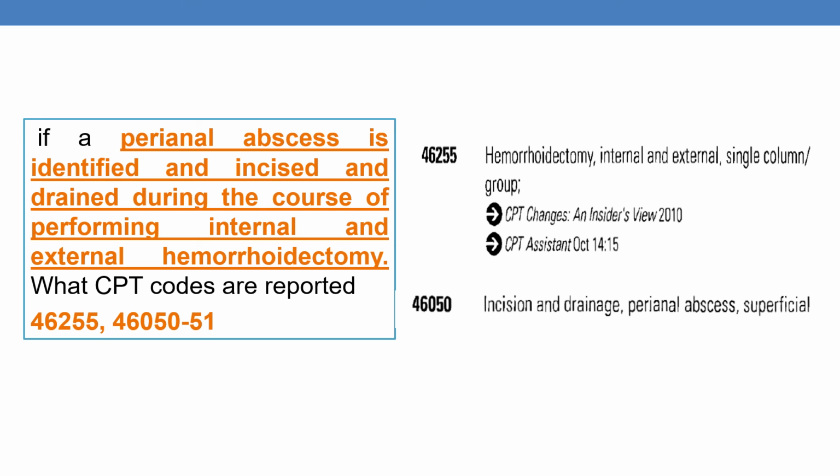Let us see one more question. If a perianal abscess is identified and incised and drained during the course of performing internal and external hemorrhoidectomy. Here the physician is initially performing internal and external hemorrhoidectomy, and during that procedure a perianal abscess incision and drainage is also performed. So here you need to report 2 CPTs. First is 46255 to indicate hemorrhoidectomy, internal and external, single column or group. Additionally, 46050 is also reported along with 51 modifier. 46050 is reported to indicate incision and drainage, perianal abscess, superficial.